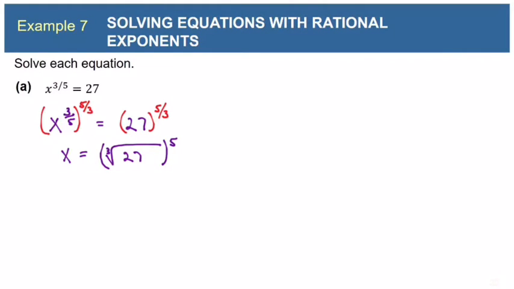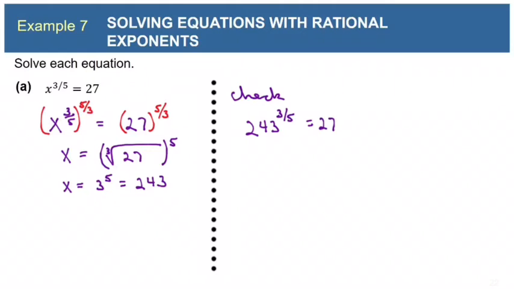Okay, I wrote the power outside because it's easy to do the third root of 27, and of course the 5th power of 27 would be a giant number. So let's do the root first. The third root of 27 is 3, and then it's easy to do 3 to the 5th. That's just 243. Now we need to check, so we're going to make sure that 243 to the 3/5 really is 27. So the 5th root of 243 is 3, and then 3 to the 3rd power is 27, so that one checks.